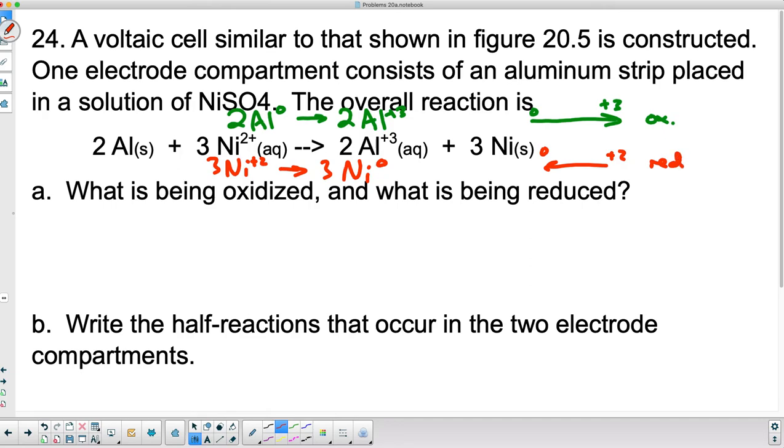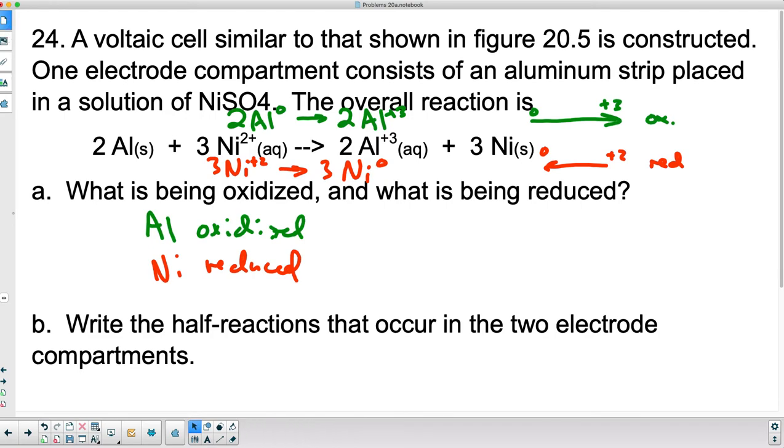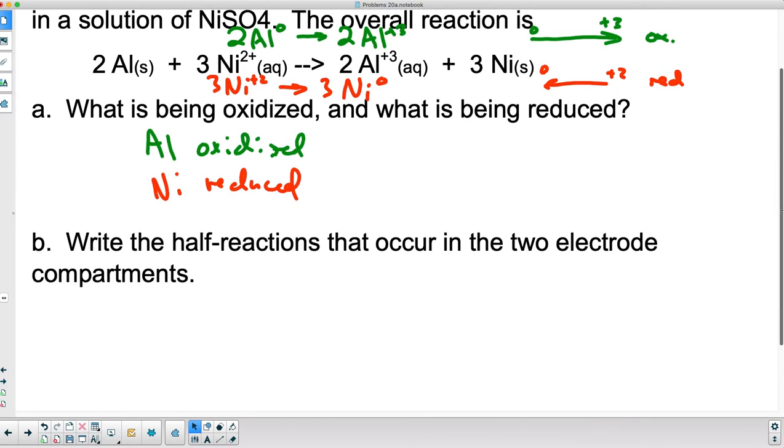So it asks what's being oxidized and what's being reduced. Aluminum is being oxidized, obviously, and nickel is being reduced. You see how I figured that out, right? The half reactions that occur in the two electrodes, I actually did that already. I don't mind rewriting that, that's fine.